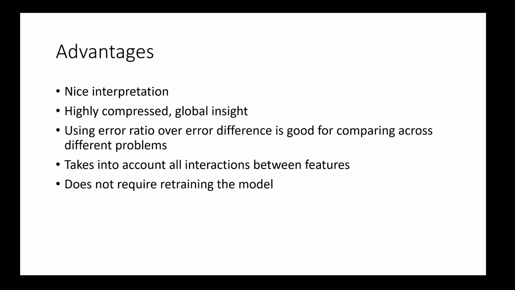The advantages of the method are that it has a nice interpretation, which is that it measures how the error of the model increases when the feature's information is destroyed. It also has a highly compressed and global insight. Also, using error ratio over error difference is good for comparing across different problems. It also takes into account all interaction between features because by permuting the feature, the interaction effects with other features are also destroyed. Finally, it does not require retraining the model, which saves a lot of computation time.